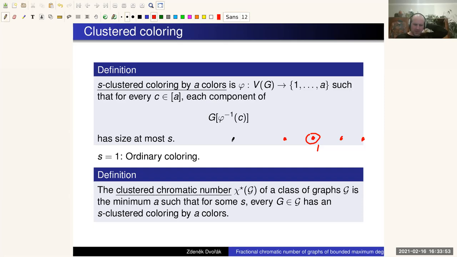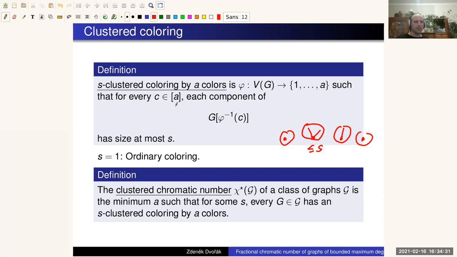Then you can take a relaxation where you say, okay, let's not require the color classes to be independent sets, but let's just require that each color class induces a subgraph where every component is small, where every component has at most S vertices. So this gives you this notion of clustered coloring.